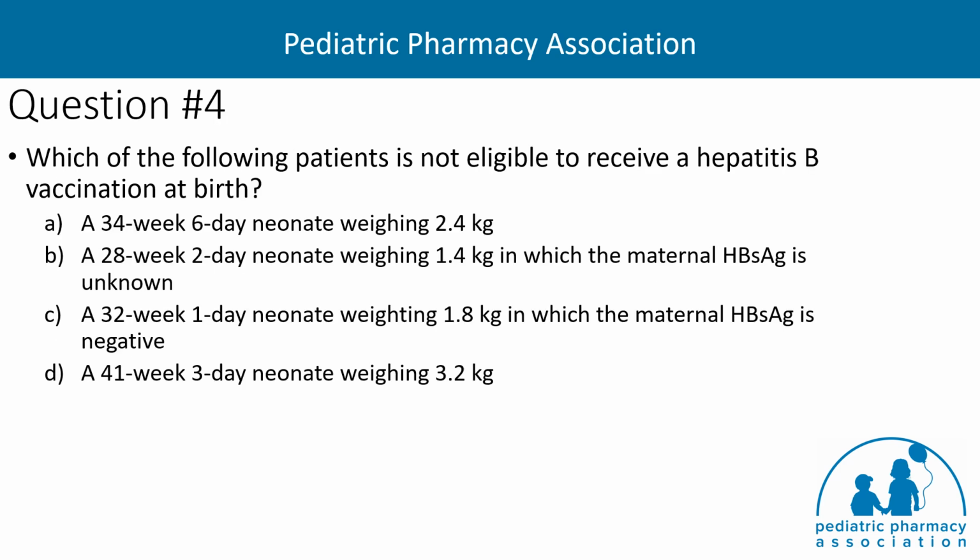Question number 4. Which of the following patients is not eligible to receive a hepatitis B vaccination at birth? A. A 34-week, 6-day neonate weighing 2.4 kilograms. B. A 28-week, 2-day neonate weighing 1.4 kilograms, in which the maternal hepatitis B surface antigen is unknown. C. A 32-week, 1-day neonate weighing 1.8 kilograms, in which the maternal hepatitis B surface antigen is negative. Or D. A 41-week, 3-day neonate weighing 3.2 kilograms.